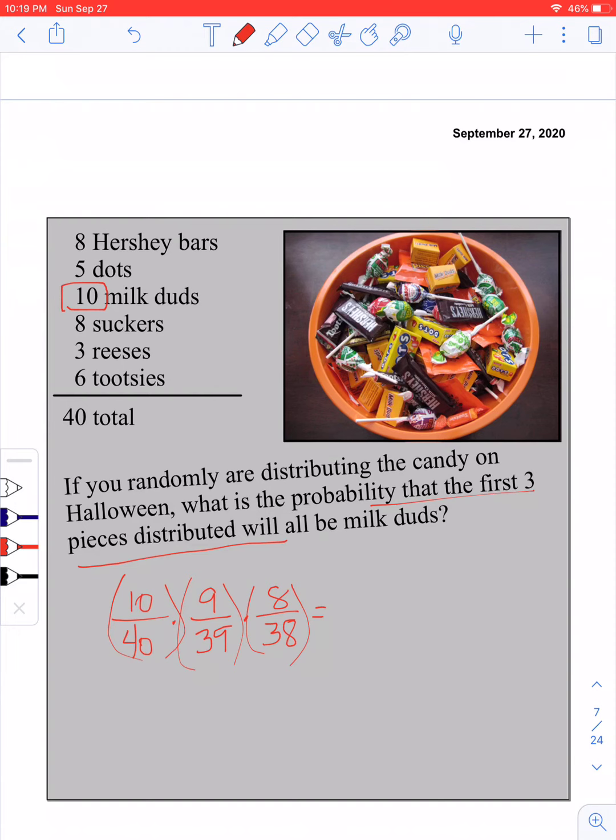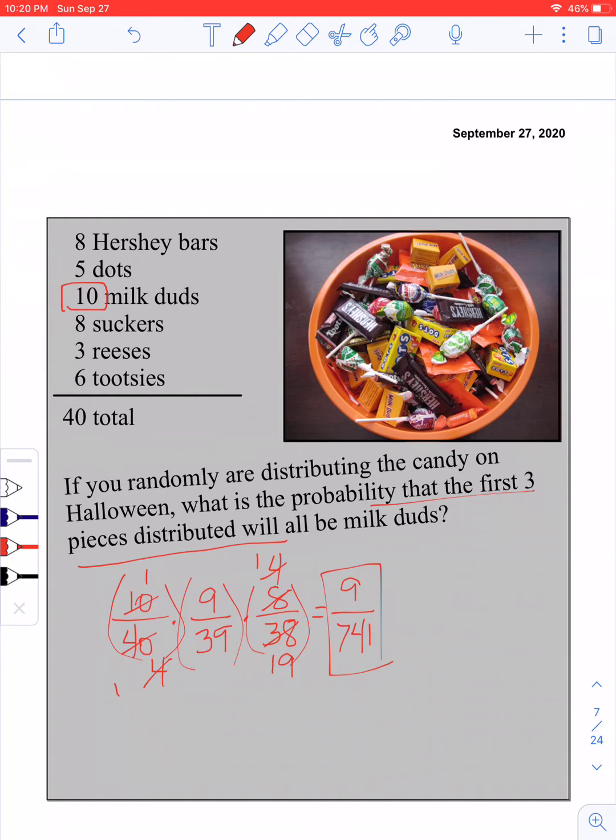I can do some simplifying here, for example. That would be 1 and 4. 8 and 38, that goes to 4 and 19. And the 4's cancel. So it looks like my final answer is 9 out of whatever 39 times 19 is. 39 times 19 on my nice calculator, 741. All right. If you reduce ahead of time, it kind of makes your life a little bit easier when you're calculating these out.